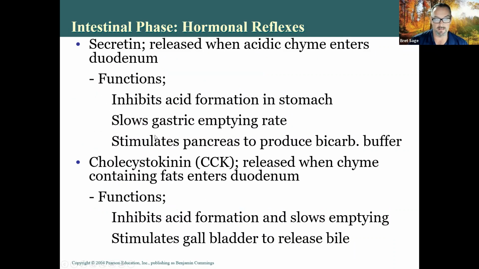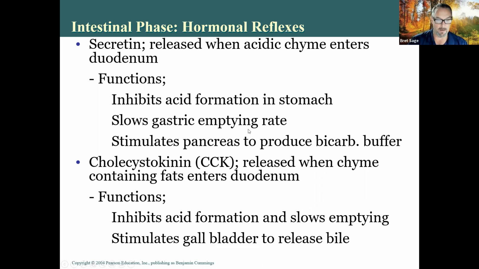Okay, intestinal phase. Secretin is a hormone that's released when acidic chyme enters the duodenum. So basically it says to your body, hey, there's acidic chyme coming from the stomach and the small intestine. We need to start doing something. It creates a negative feedback loop, which means that it inhibits acid formation in the stomach. The idea is that if you're sensing acidic chyme coming in, you don't need more acid. So it's basically a way to slow down the production of acid.